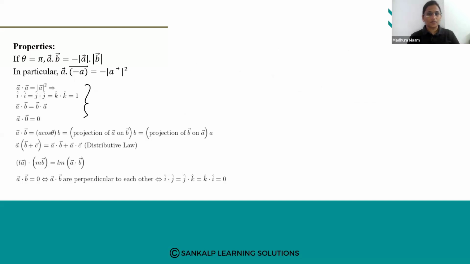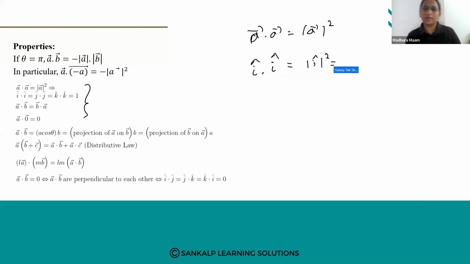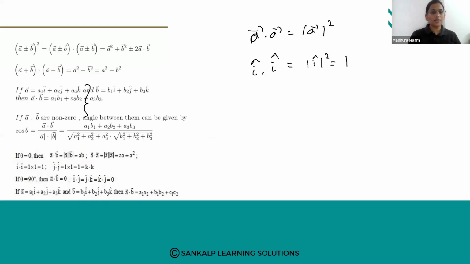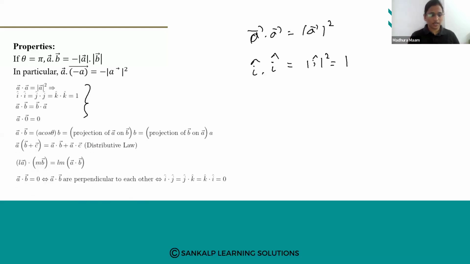I with I. So I is a unit vector. I told you A dot A is always magnitude of A square. So I into I becomes magnitude of I square. But what is magnitude of I? 1, because it's a unit vector. So 1 square is 1. So I dot I is always 1. J dot J is always 1. K dot K is always 1. Remember this.